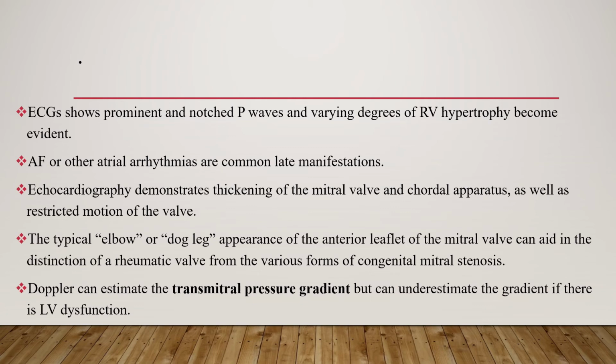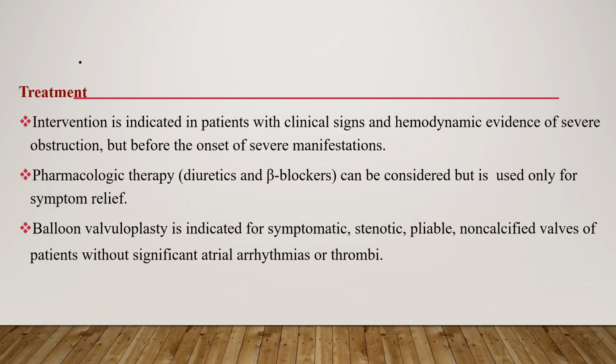There is a typical echocardiographic finding, that is an elbow or dog-leg appearance of the anterior leaflet of the mitral valve. It aids in the distinction of rheumatic valve disease from various forms of mitral stenosis. So this is a way to differentiate mitral stenosis from rheumatic disease from other causes of mitral stenosis, other congenital causes of mitral stenosis. Doppler can estimate the transmitral pressure gradient and can underestimate the gradient if there is left ventricular dysfunction. Otherwise, Doppler echocardiography estimates the severity of mitral stenosis by estimating the transmitral pressure gradient.